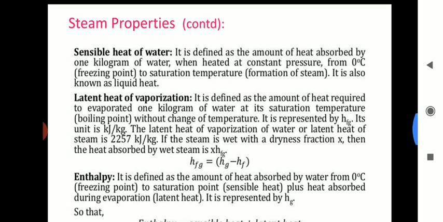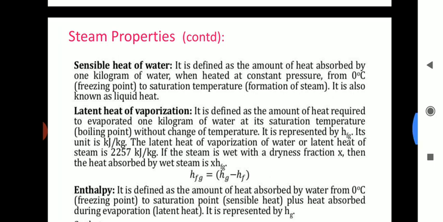thing we must study is sensible heat of water. Sensible heat of water is defined as the amount of heat absorbed by 1 kg of water when it is heated at constant pressure from 0 degree Celsius to a saturation temperature. So that is called as a sensible heat.